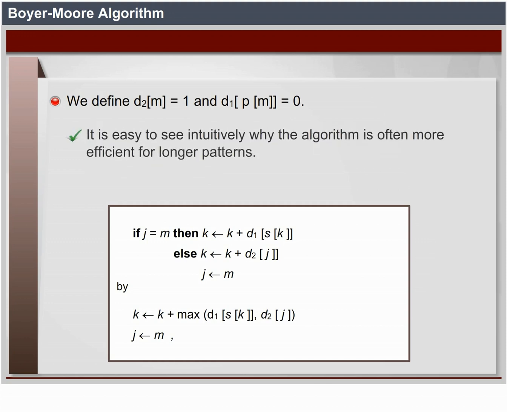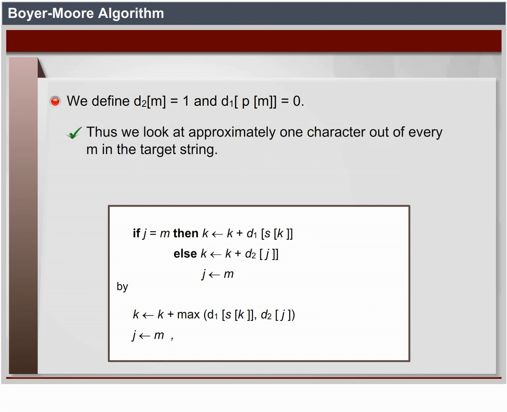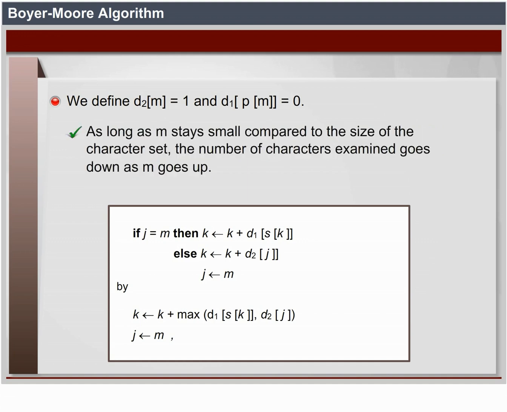It is easy to see intuitively why the algorithm is often more efficient for longer patterns. For a character set of reasonable size and a pattern that is not too long, D1 of C is equal to M for most characters C. Thus, we look at approximately one character out of every M in the target string. As long as M stays small compared to the size of the character set, the number of characters examined goes down as M goes up.